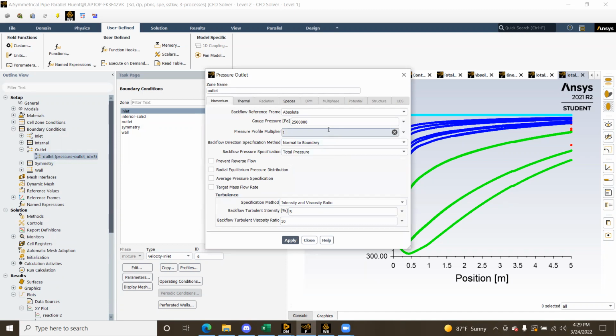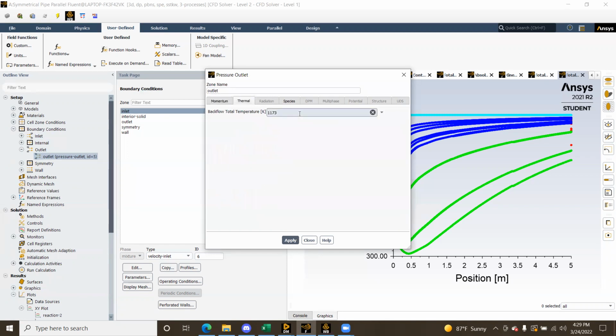So this is set as a pressure outlet. I set the pressure outlet also to 25 bar. I noticed that this is pretty important. If I didn't set it to 25 bar, the pressure graphs and contours would just be constant at 1 atmosphere.